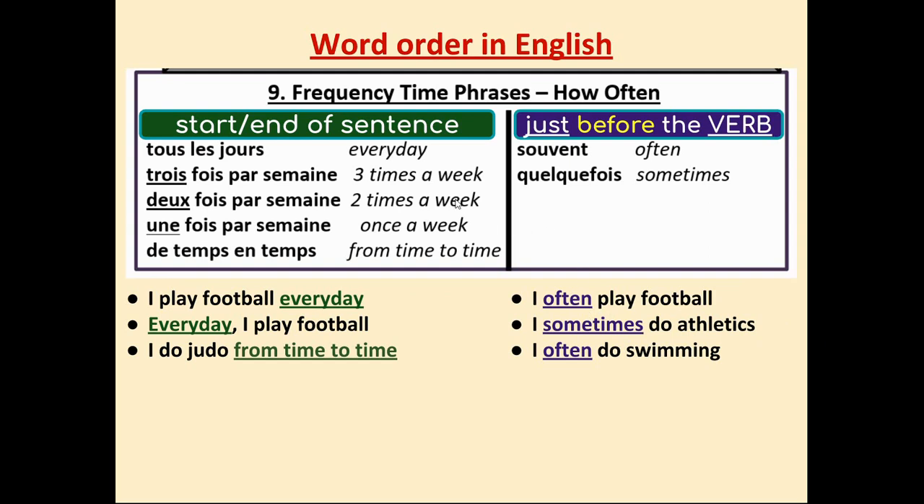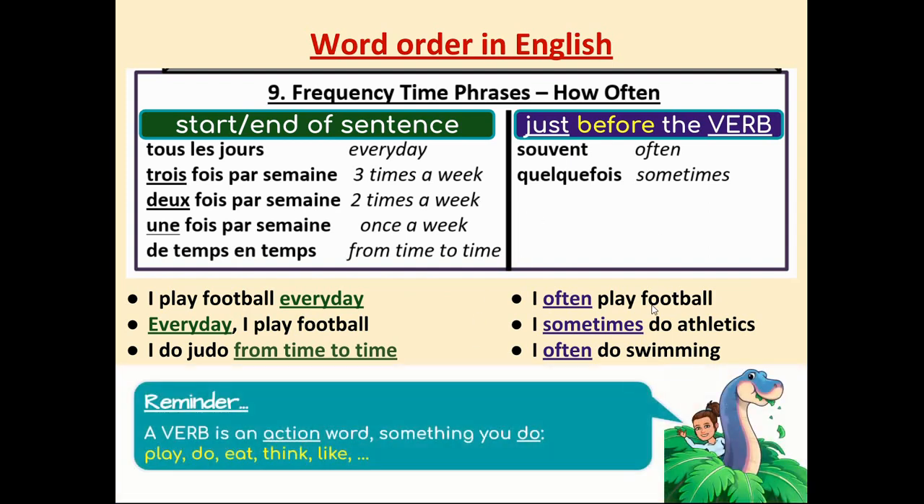And it's useful to talk about this today, despite the fact this is a video on French, because we need to think about how you do it in English first before we can think about how to do it in French. Just to remind you before we move on, a verb is an action word, so it's something you do. You play, do, eat, think, like, be, have, all of those are verbs. So if you want to use often or sometimes, you'd have to put it in front of the verb. So that's your rule in English. Let's have a look at French to see if it's the same.